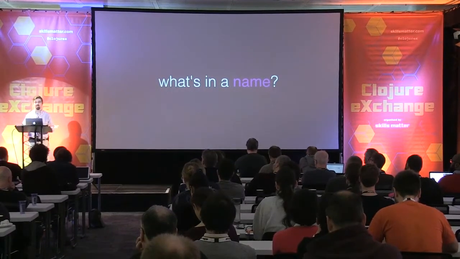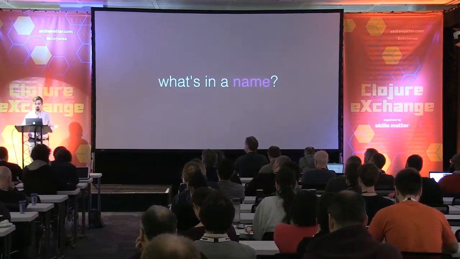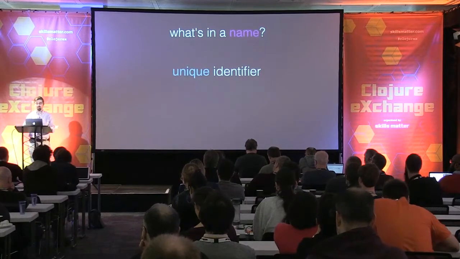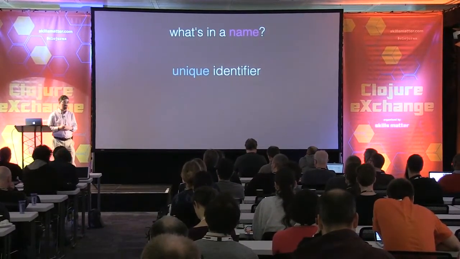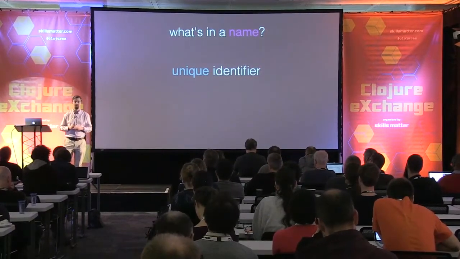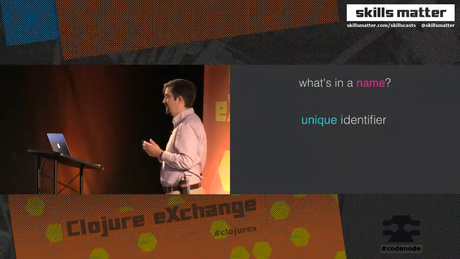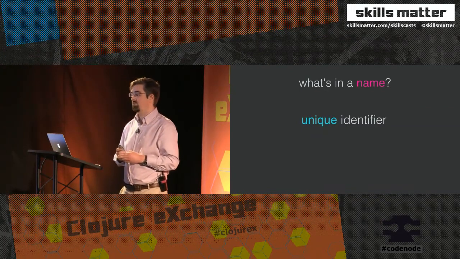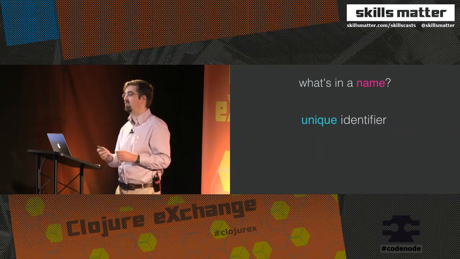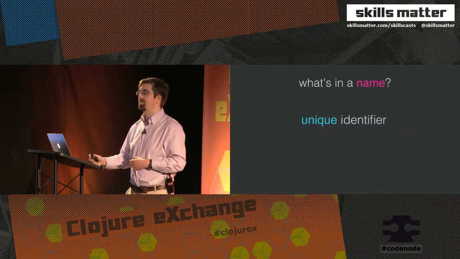Like what is a name? Why is it useful? Well, the first thing a name can be is a unique identifier. If a name isn't unique in computer science, it's kind of useless. Usually we want it to be unique in some kind of context. But if uniqueness is our only design constraint, why don't we just use UUIDs or randomized word pairs?